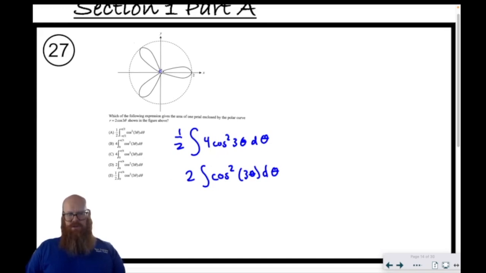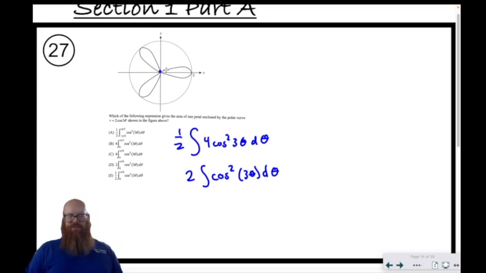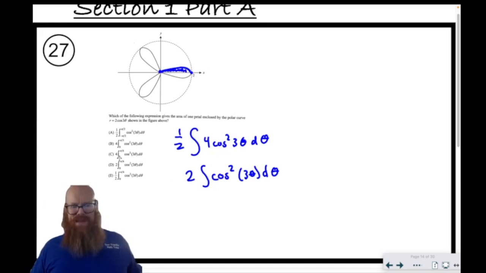And one way to do it is to integrate from negative pi over 6 to pi over 6. That would give us this petal, all right? But then, again, I think what they're doing is a little bit of symmetry, because if I just integrate from 0, 0 is here, because the cosine of 0 is 1. So 0 to pi over 6 is going to give me this half of the petal. And then if I just double that, that's going to give me the whole thing. And that's what they're doing in C, is when I double this, I get 4.